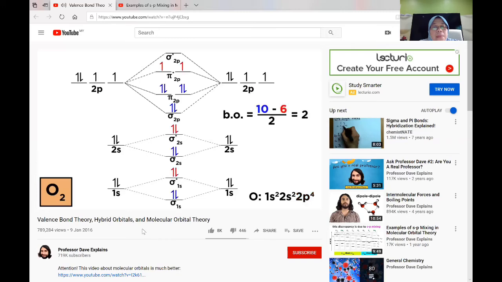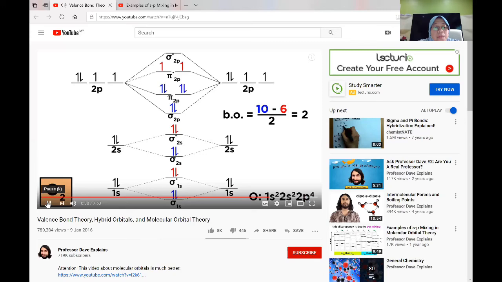Calculating bond order, we have 10 minus 6 over 2. Now this is quite easy for you to fill up. You have 4, so you fill up these 2 first and another 2. Now let's say you have 8: 2, 4, and 2, 4. The first that you fill up is the lowest energy, definitely sigma 2p, which is the bonding orbital, and then another bonding orbital, pi 2p. You fill up the degenerate orbitals one by one before you can pair the electrons.